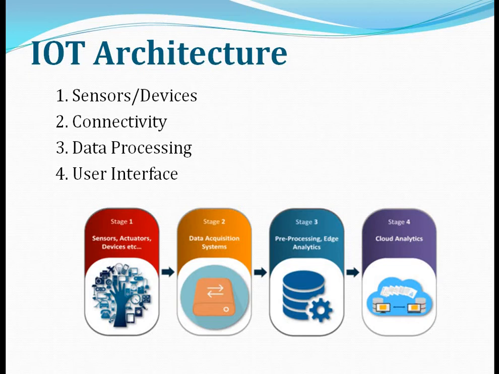verified in the user interface mode, which is our fourth stage. In that user interface mode, the information needs to be available to the end user. So whatever data is collected by the sensors is sent to the cloud, and that data is pre-processed, and after the pre-processing, the user will check the data in the user interface. Okay, so this is the main architecture of IoT.